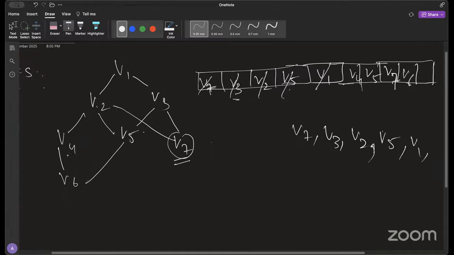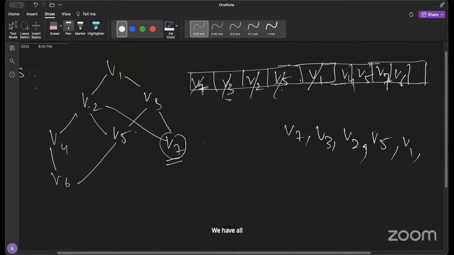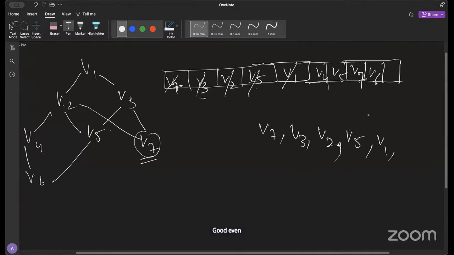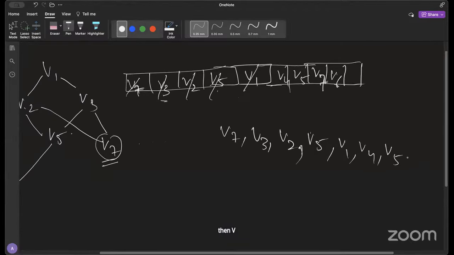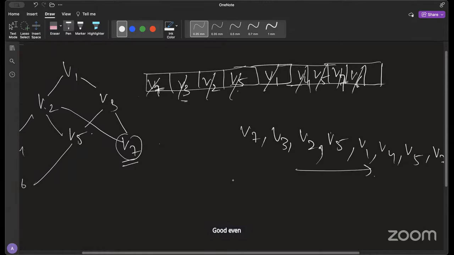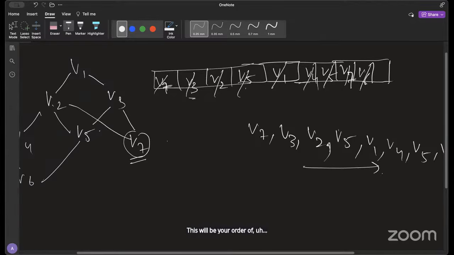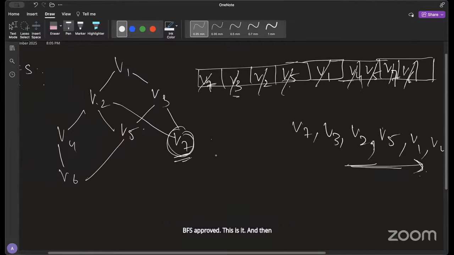Then V4. V4 has V6, which is already there. I think we have all the vertices there, right? From V1 to V7. That means every vertex has been explored. So you can just write them down in this order only. V4, then V5, then V7, and then V6. Because every vertex has been explored. This will be your order when you will be doing things starting from here using the BFS approach. This is it. And then there's one thing called a tree.